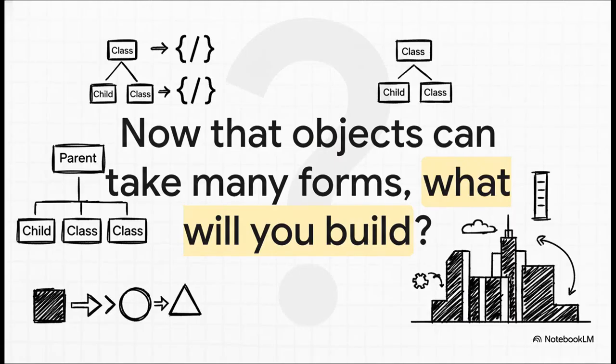So that's the real power here. Inheritance and polymorphism give you the ability to write incredibly flexible code, where an object can be treated like its parent but always act like its true self. The word polymorphism literally means many forms. So the only question left for you is, now that you know how to make your objects take on many forms, what are you going to build?